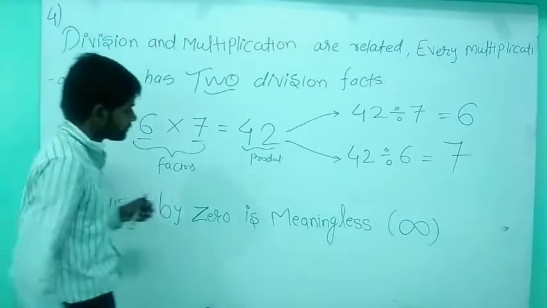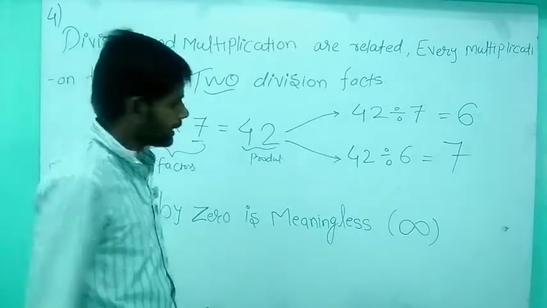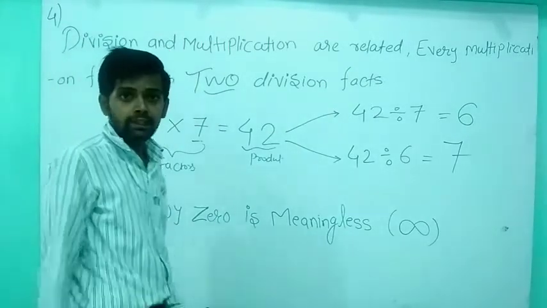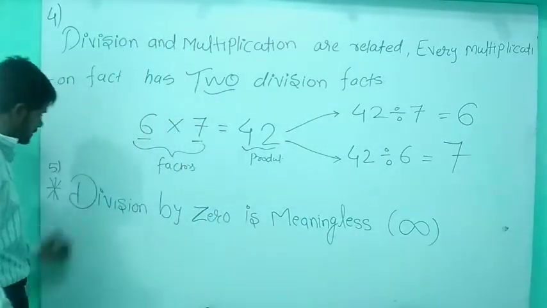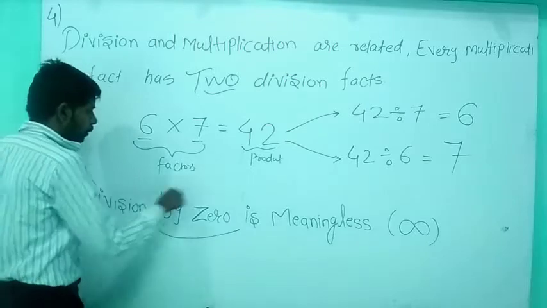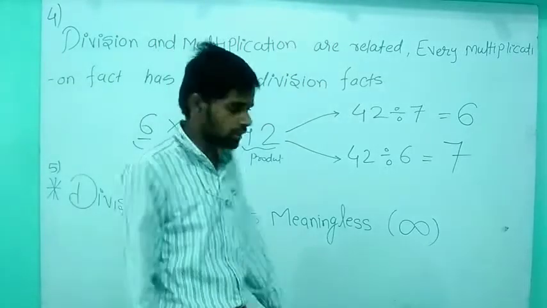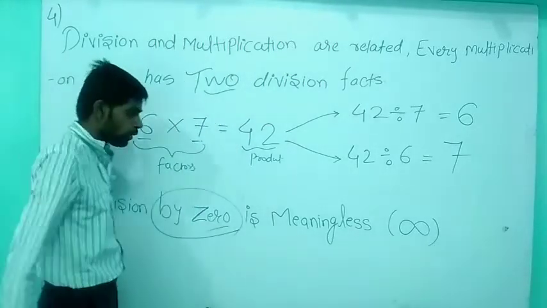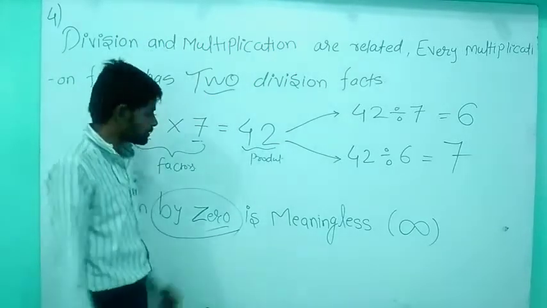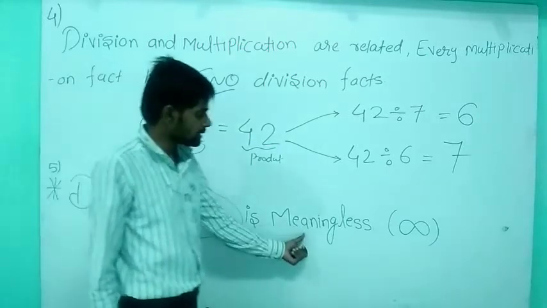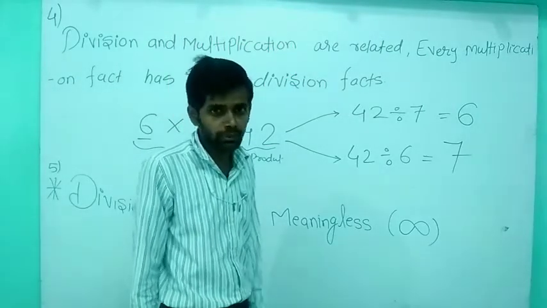So now here it is done. So that is the fourth division fact, and the fifth division fact, which is the last division fact, is division by zero. That means, if zero is your divisor, then the answer is meaningless. That means the quotient will be meaningless.